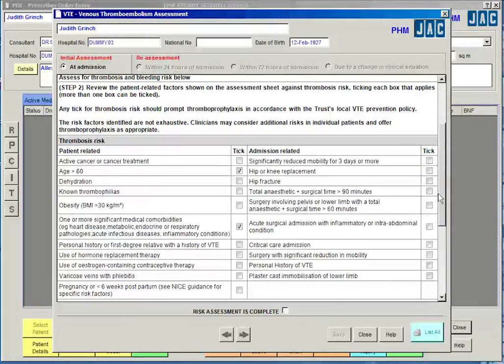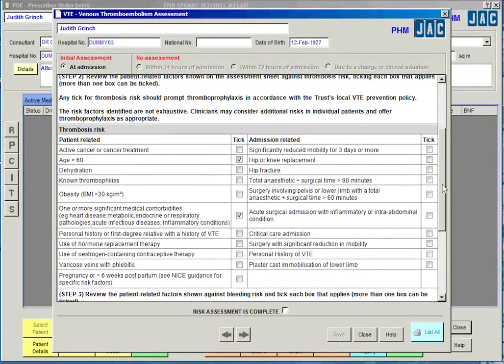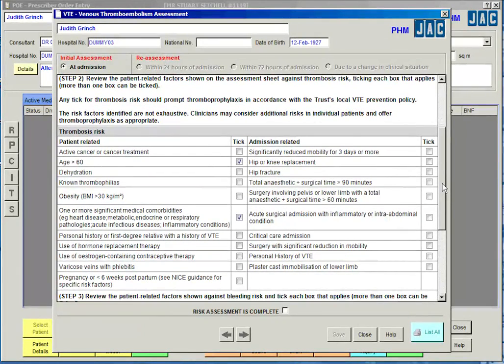Step 2 is essentially ascertaining any thrombosis or clotting risk factors. As you can see, there are quite a few risk factors outlined. In this case, we'll tick that she's over the age of 60 and that she has 1 or more significant medical comorbidities. Here, she has an infection.